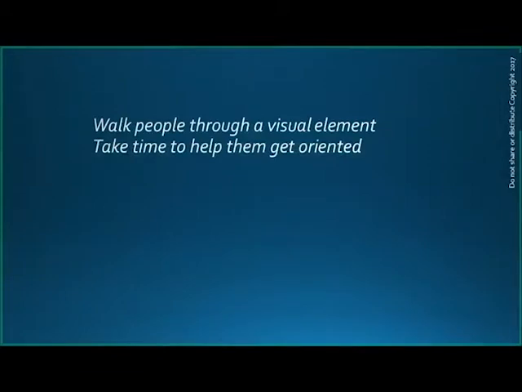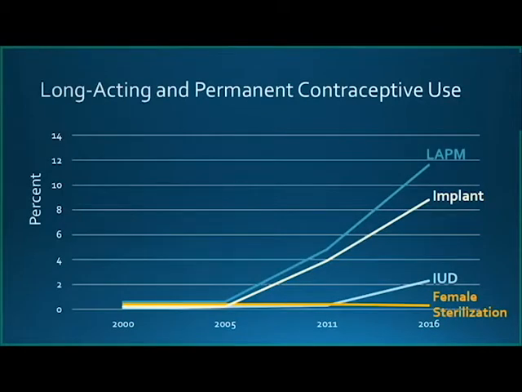Another thing I want to emphasize is that when you show a visual element, especially if it's a more complicated figure or element, make sure to take a moment to help your audience get oriented to what they're looking at. So here's an example. This is not a very complicated figure at all. But if I were presenting this in the context of a research talk, I would first tell people what they're looking at. Okay, so this is a comparison of different types of contraceptive use across time.